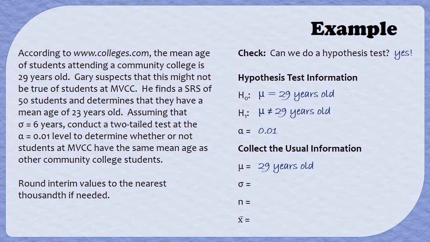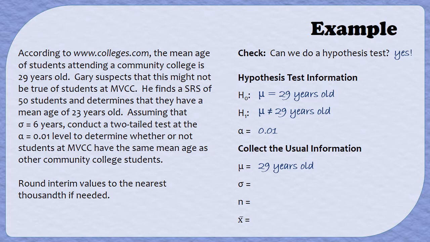So sometimes I have a hard time stating my null and alternate hypotheses. I'm not sure what number or what mean to use. So I sometimes find it useful to collect the usual information first and then use that to help me form my hypotheses.